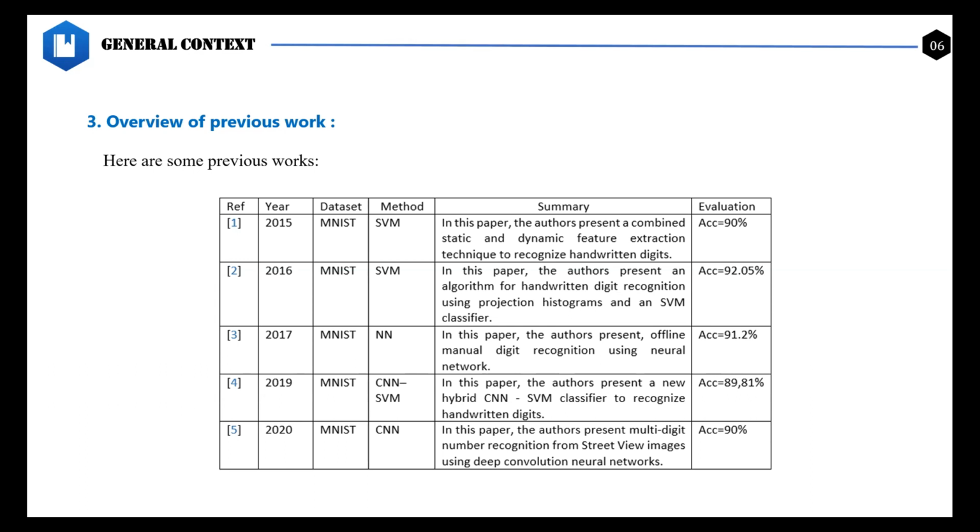So here is some previous work. In 2015, in this paper, the authors present a combined static and dynamic feature extraction technique to recognize handwritten digits. They obtain an accuracy of 90%. If you notice from the table, the others obtain good results with SVM and CNN, but when they combine the two methods, they obtain acceptable results but a lower accuracy rate compared to that obtained with just CNN and SVM. So this calls for asking the question.